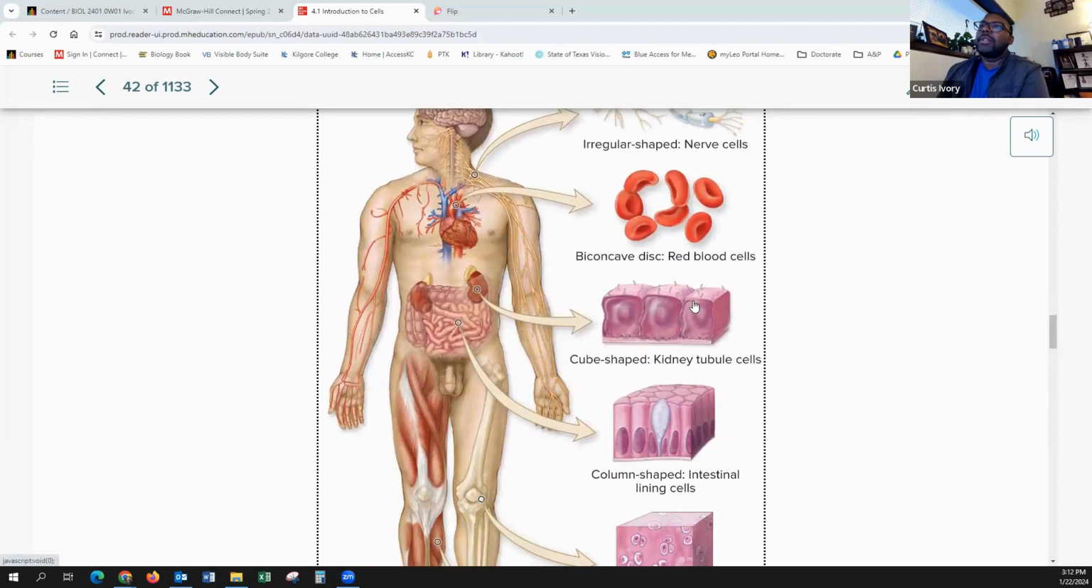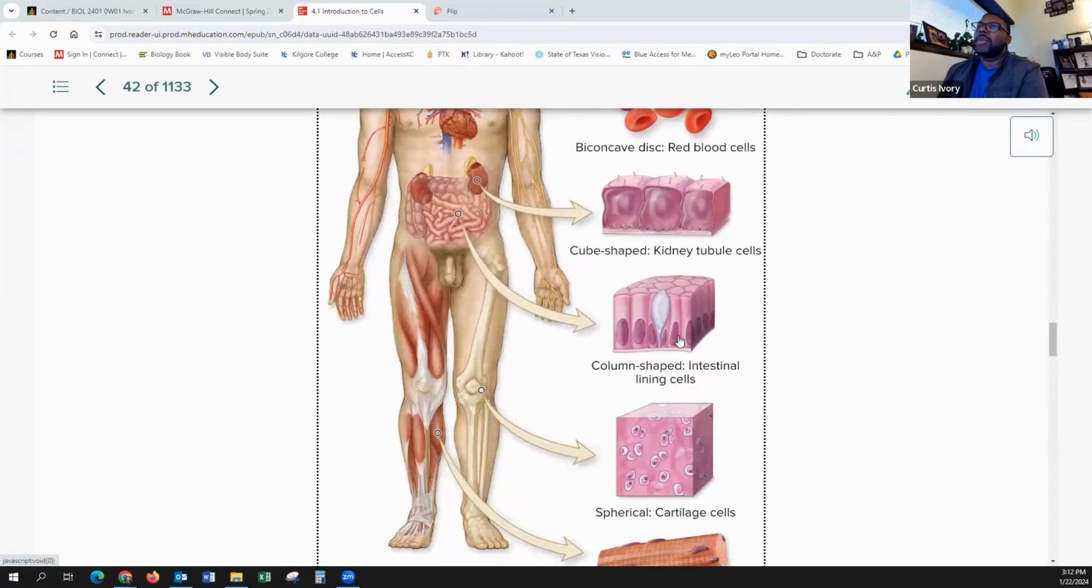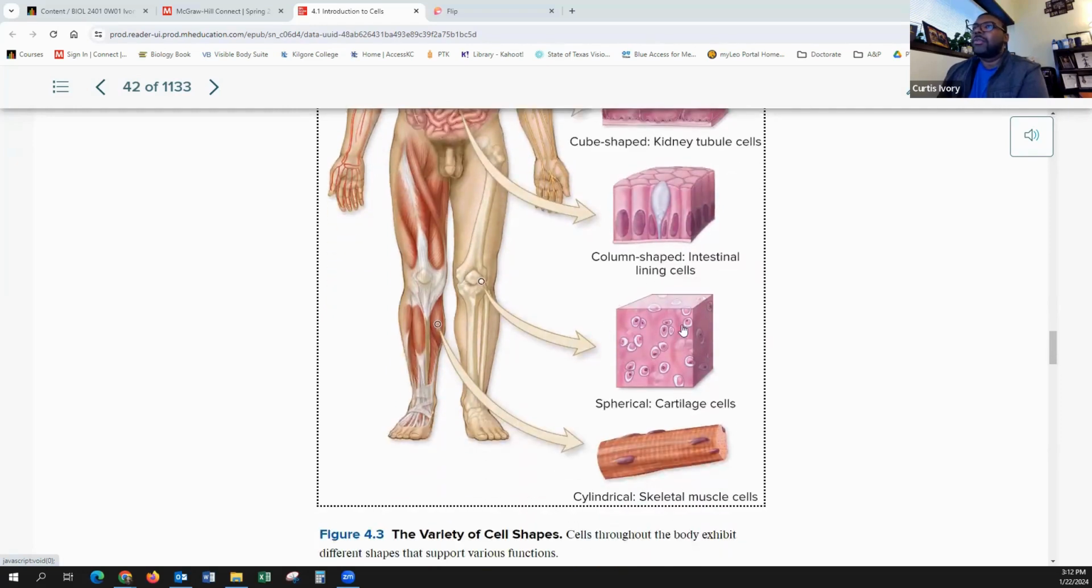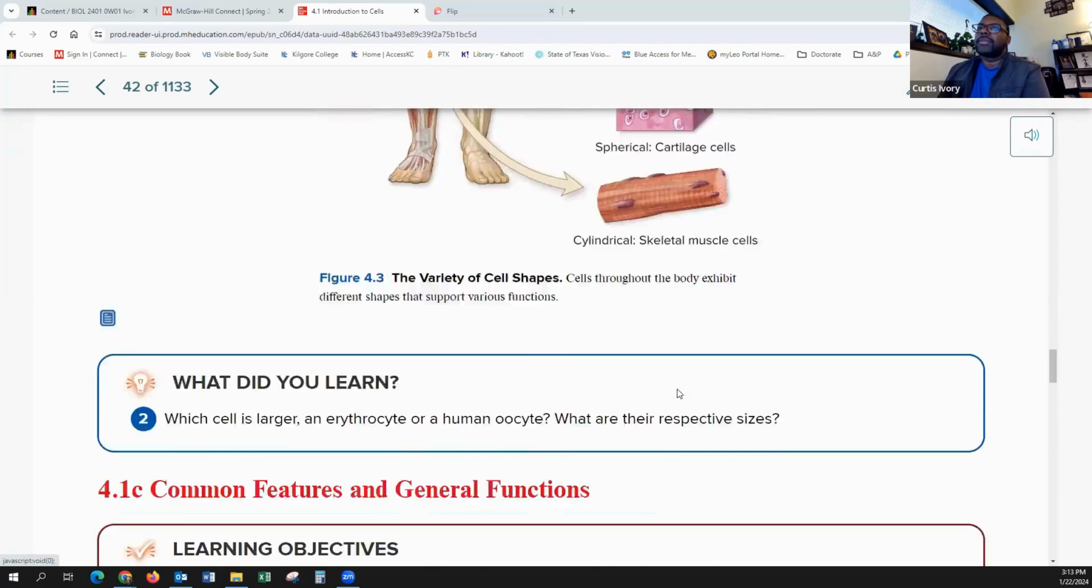We have some cube-shaped cells that we're going to find in our kidneys. Some column-shaped, which we can find potentially in our throat, but more in our gastrointestinal tract. We have some spherical cartilage cells, which you're going to tend to find around our bones, especially where two bones articulate with each other. And then we can find some cylindrical cells that are going to be in our skeletal muscles.